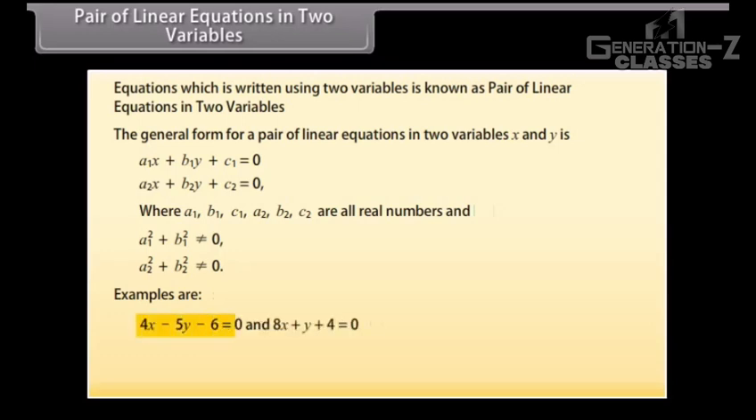Examples are 4x − 5y − 6 = 0 and 8x + y + 4 = 0. x + y = 12 and 7 = y.